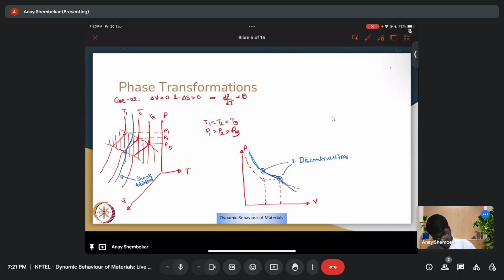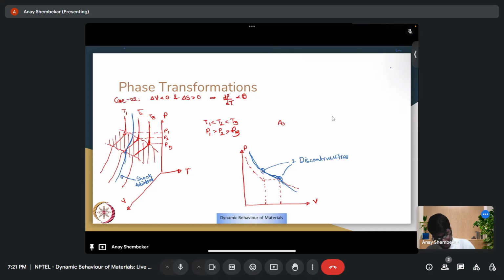And as we mentioned from the class's question, as phase transformation takes place, pressure increases, and thus temperature decreases. This results in another discontinuity in the PV curve.